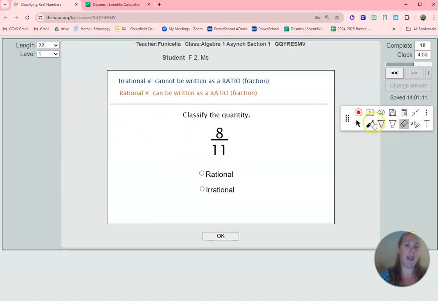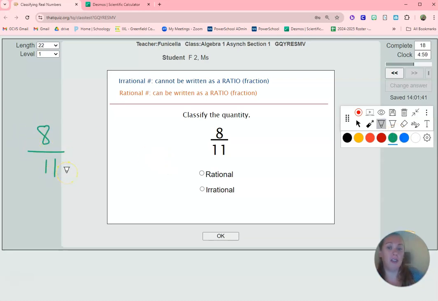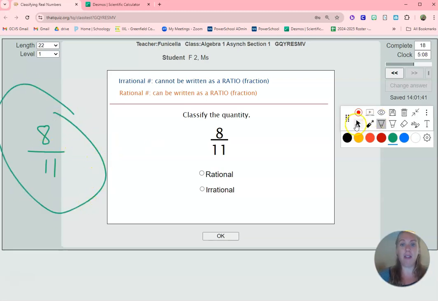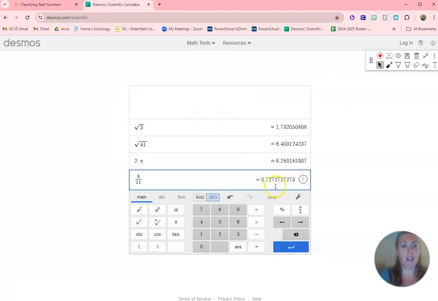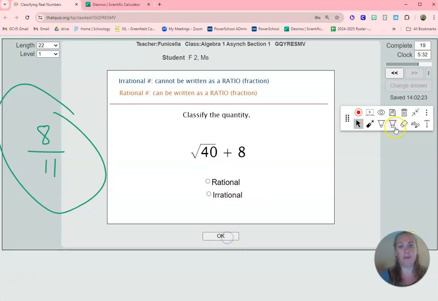This next one is 8 divided by 11. There's no simplifying to be done here. We have an integer divided by an integer, which can be written as a ratio or a fraction, literally as 8 divided by 11, and so this is rational. If we put it in the calculator, just to check, we will get a decimal, but notice there's a pattern. It goes 0.72, 72, 72, 72, and we can hit this fraction button, and it writes it as a fraction, telling us it is a rational number. Beautiful.